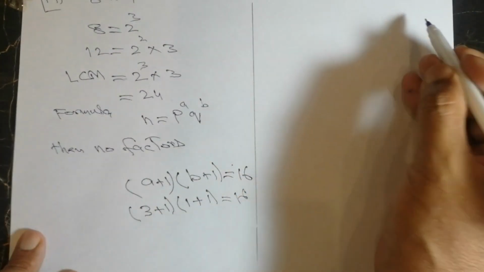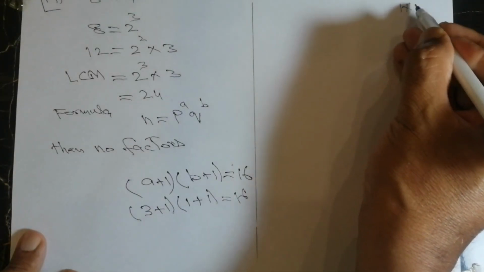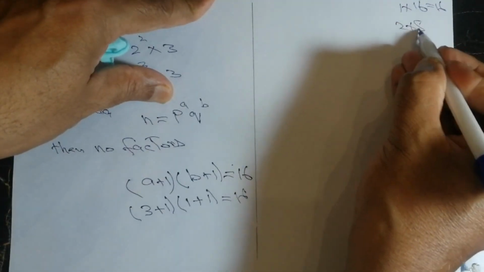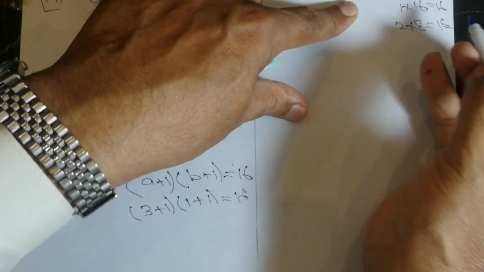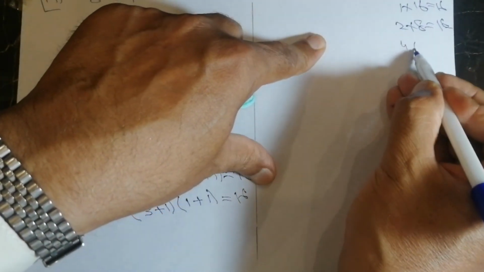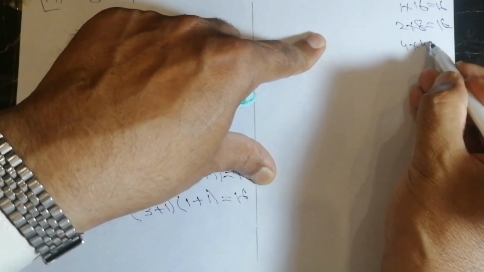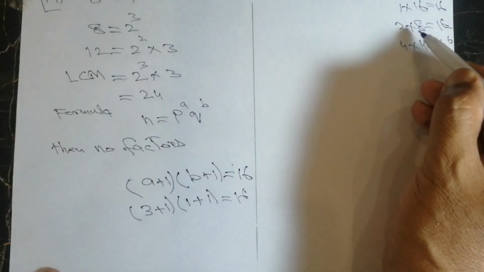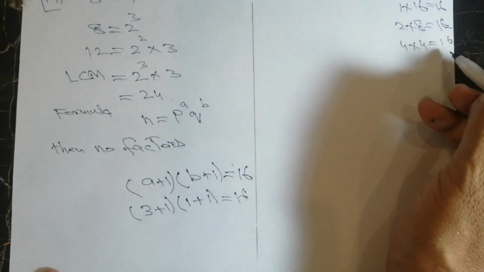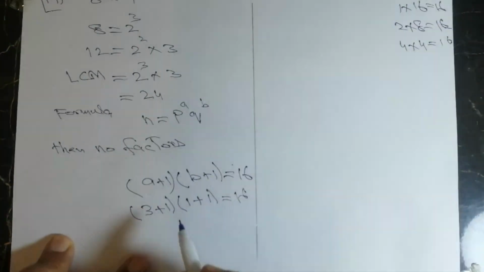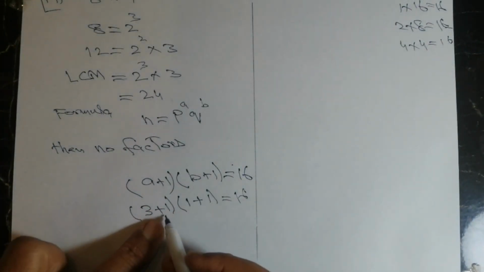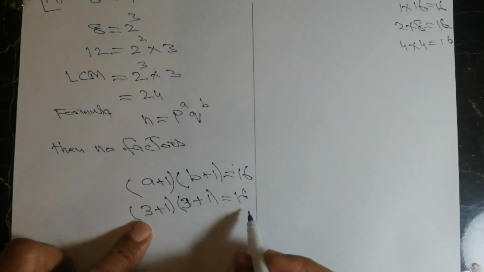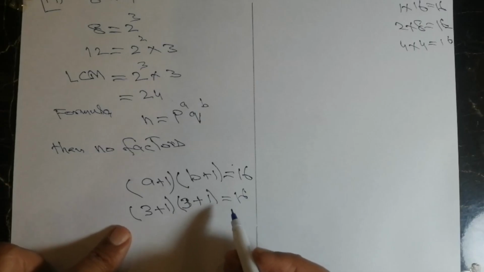Actually for 16 we need to find the pairs. For example, 1 into 16 equal to 16, 2 into 8 equal to 16, and 4 into 4 equal to 16. So these are the possible pairs: 1 and 16, 2 into 8, and 4 into 4. So first we need to make this factor 3 plus 1, and next also 3 plus 1. So 4 into 4 is 16. This is one possible value.